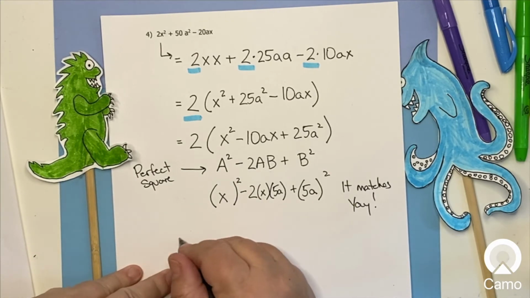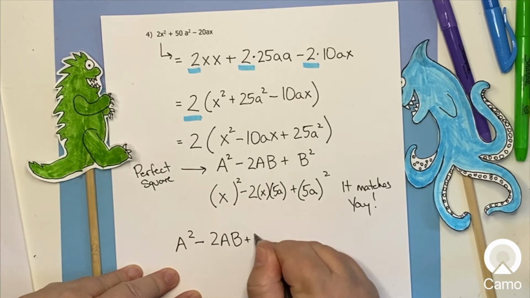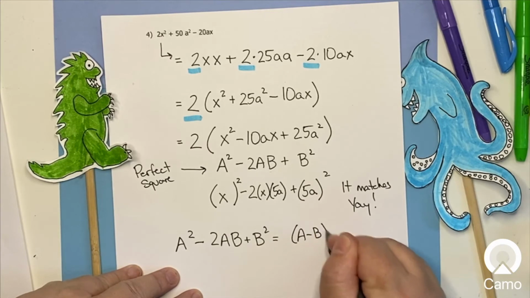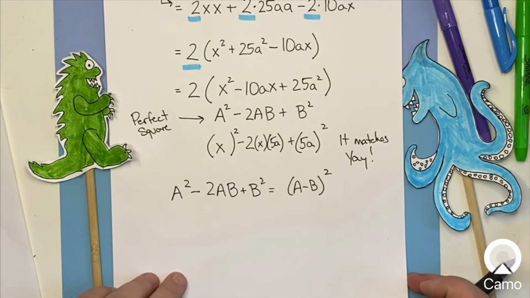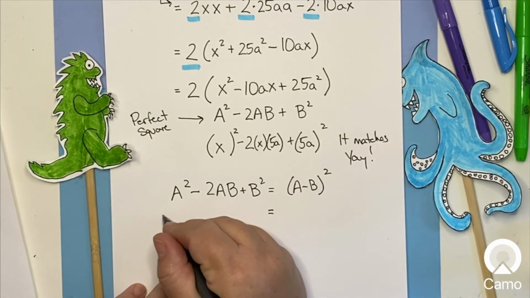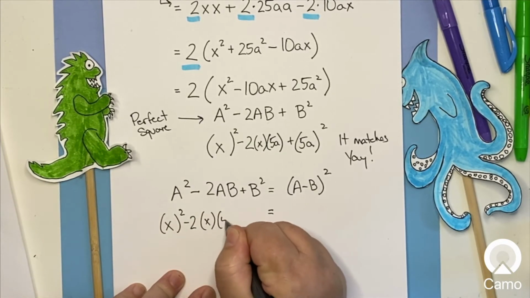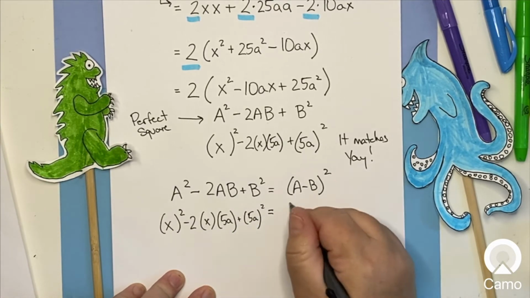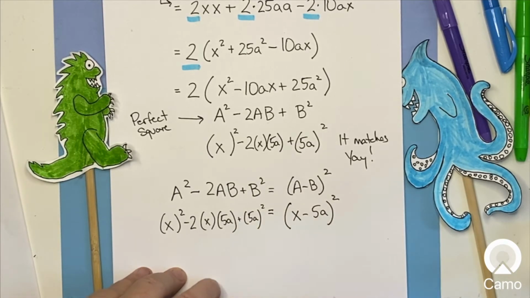So the perfect square formula says if you've got a squared minus 2ab plus b squared, it factors as a minus b, the quantity squared. So since we've got this nice, beautiful little formula, I can write this as, so if I've got x squared minus 2 times x times 5a plus 5a squared, then I've got x minus 5a, the quantity squared.